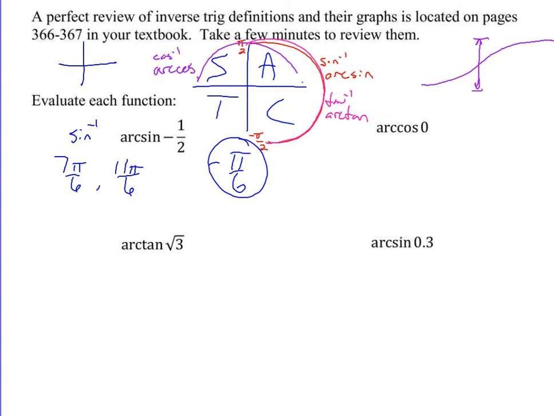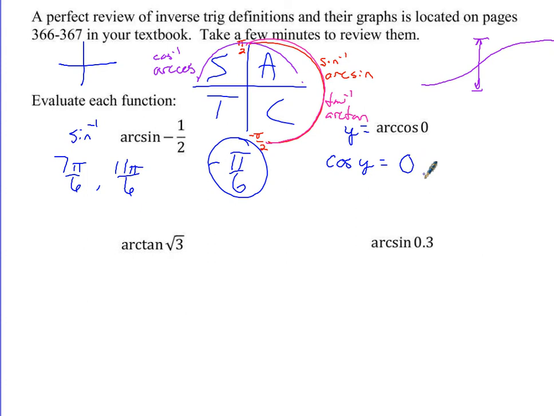Another way you can think of doing these problems is making it an equation. Y equals arc cosine 0. If I make it an equation and I want to get rid of arc cosine, then I can apply cosine to both sides. Because cosine and arc cosine wipe out their inverses, right? So then I have cosine y equals 0.